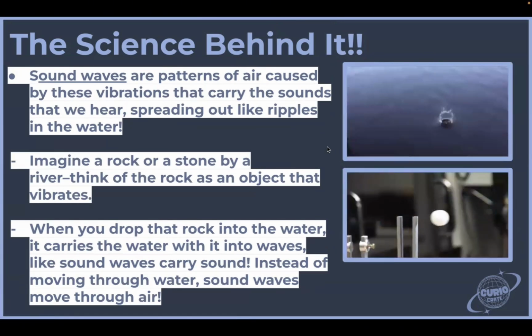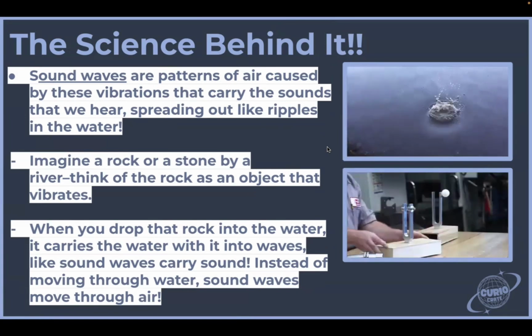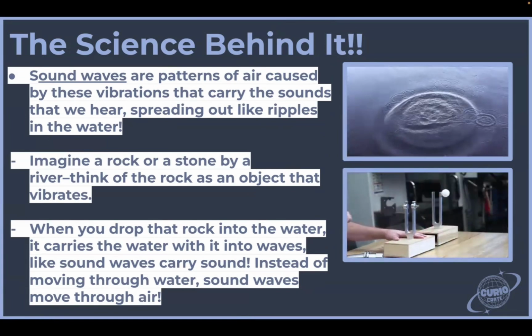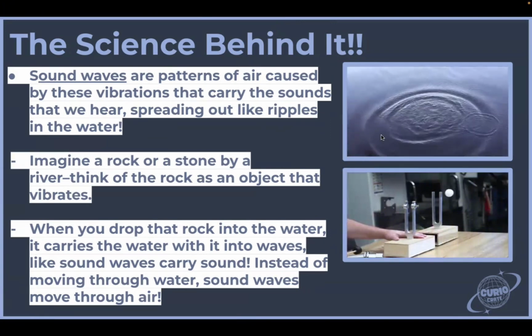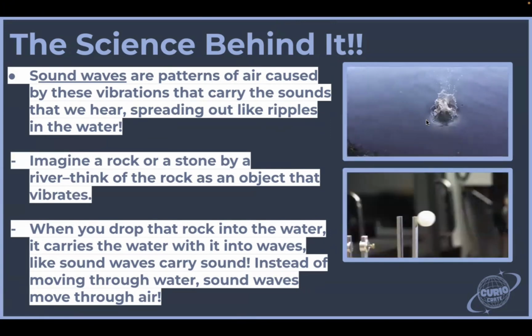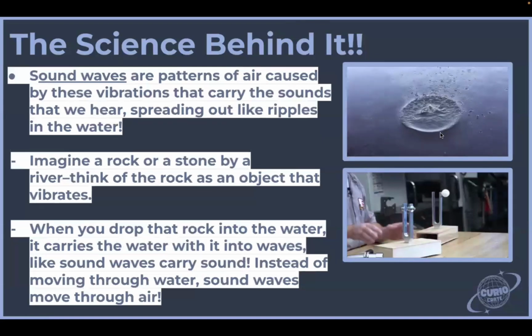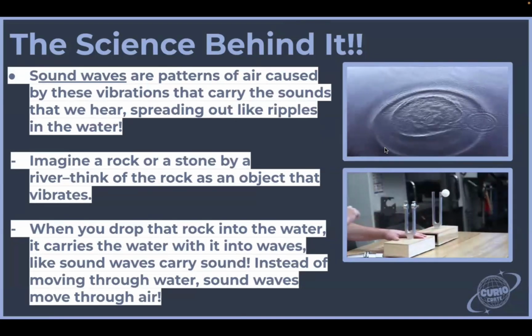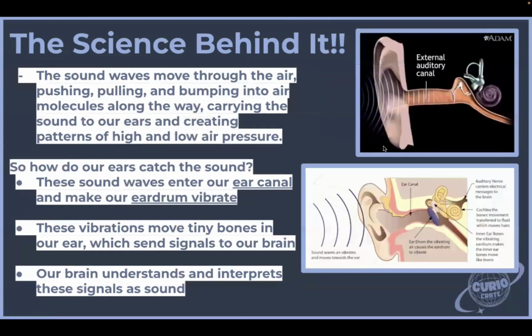ripples in the water. So imagine a rock or stone by a river. Think of this rock as an object that vibrates. When you drop that rock into the water, like here, it carries the water with it into waves, like sound waves carry sound. So instead of moving through water, sound waves move through the air. The sound waves move through the air, pushing, pulling, and bumping into air molecules along the way, carrying the sound to our ears and creating patterns of high and low air pressure.